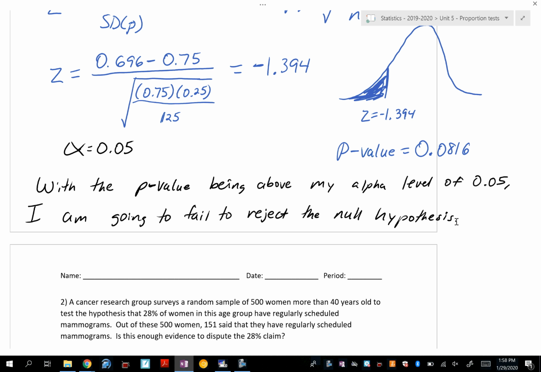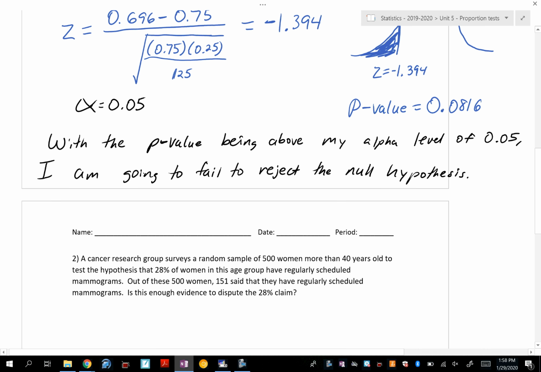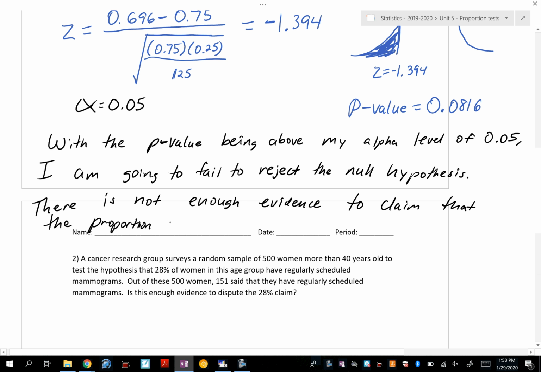Now, what I just said is going to be my next sentence, right? Because that's the context. You'll see there's no context in that statement. So I'm going to write, there is not enough evidence to claim that the proportion of union workers who would go on strike is less than 75%.